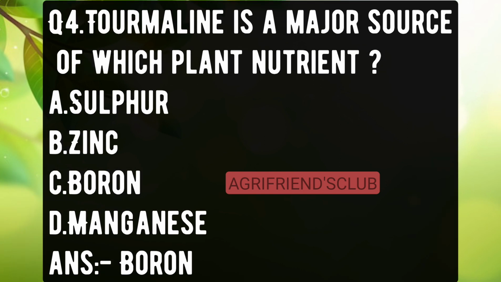Next question. Tourmaline is a major source of which plant nutrient? The options are sulfur, zinc, boron or manganese? So the correct answer is boron. Tourmaline is a major source of boron.